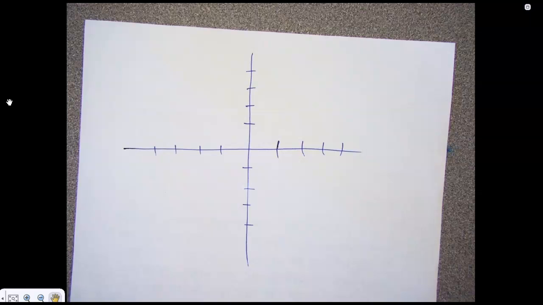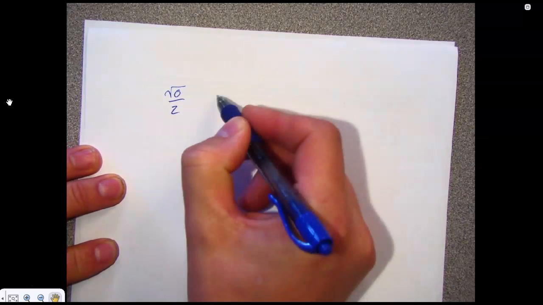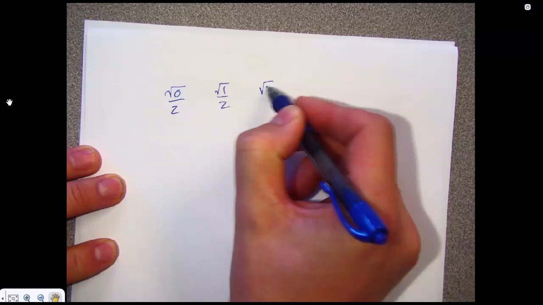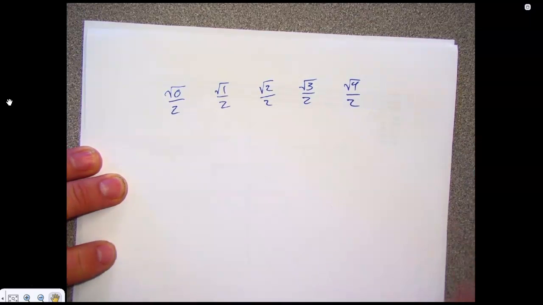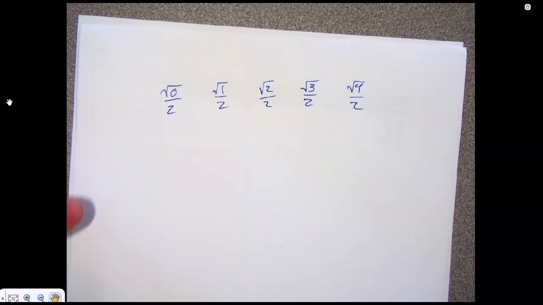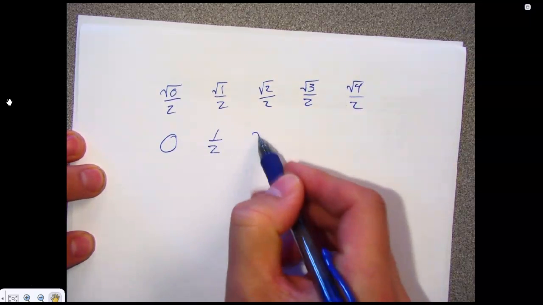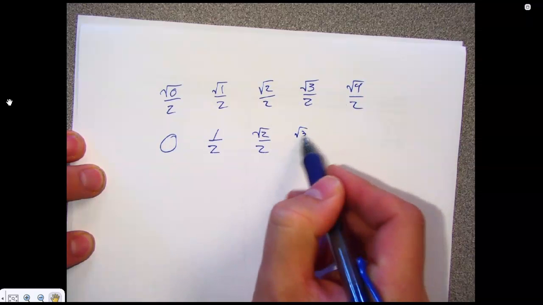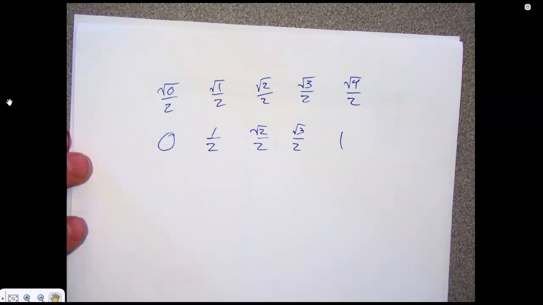So there's a pattern with tick marks, and if you just remember the pattern, you can label this. It's really the square root of 0 over 2, square root of 1 over 2, square root of 2 over 2, square root of 3 over 2, square root of 4 over 2. But 3 of those reduce. So what's the square root of 0 over 2? It's 0. Square root of 1 over 2 is 1 half. These next two don't. The square root of 4 over 2 is 1, right?